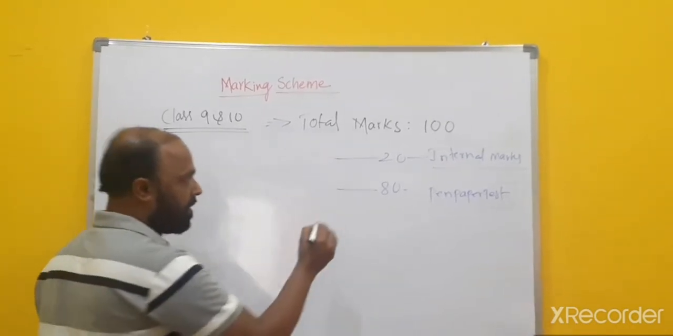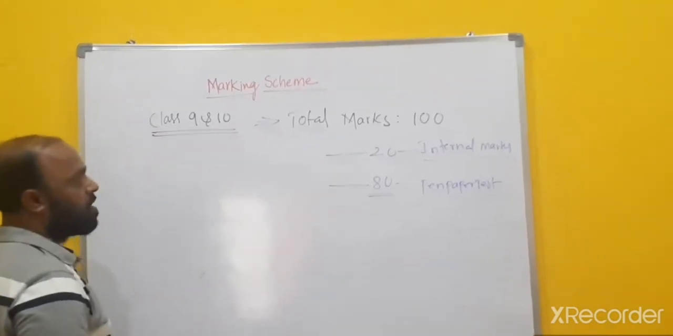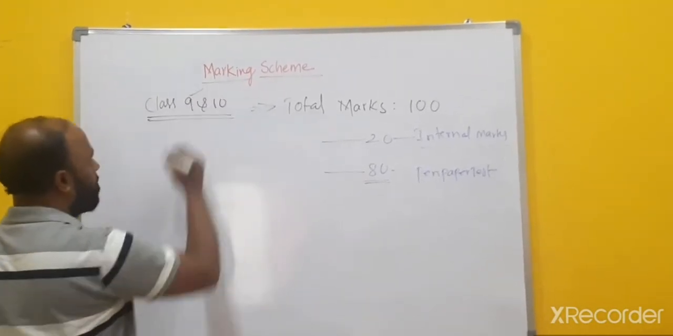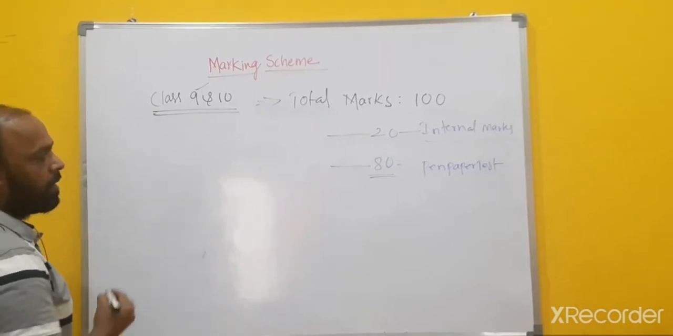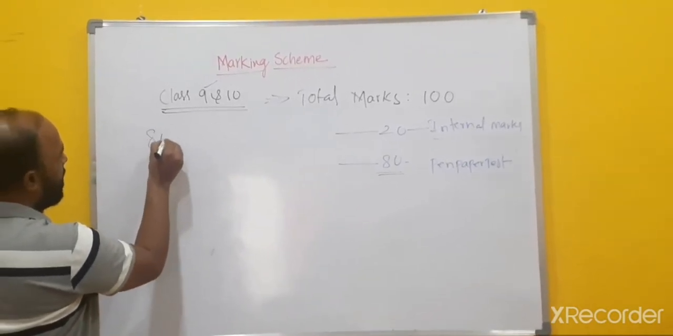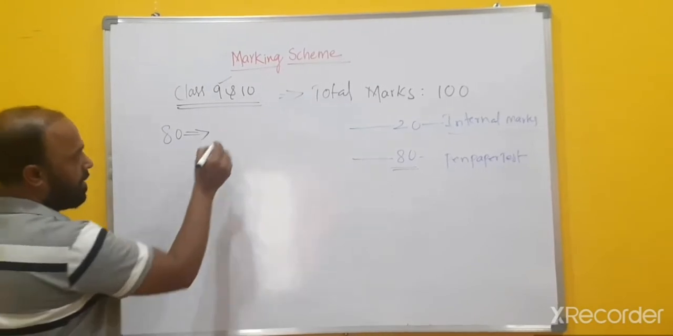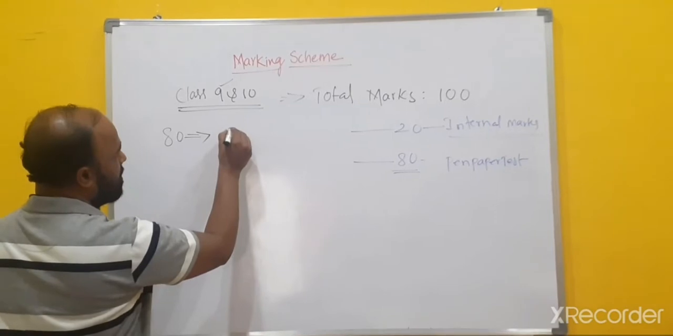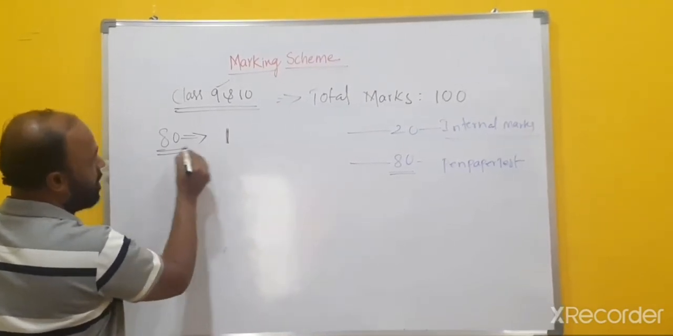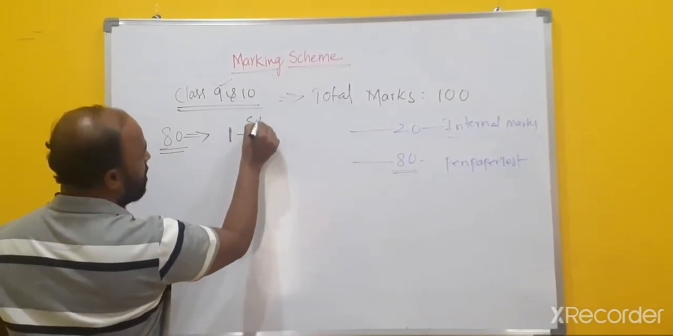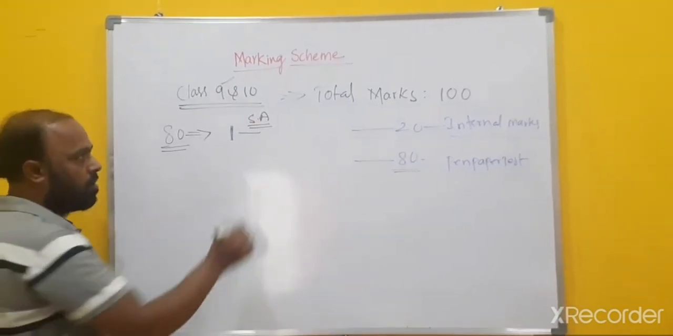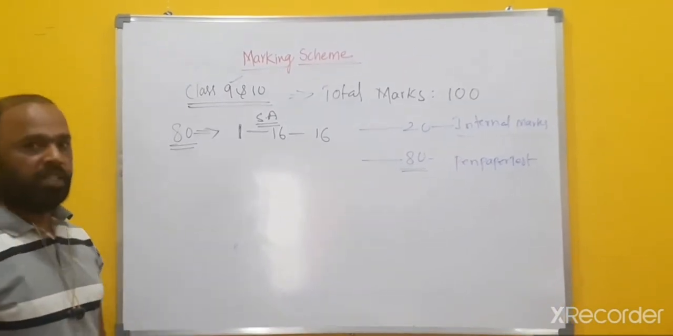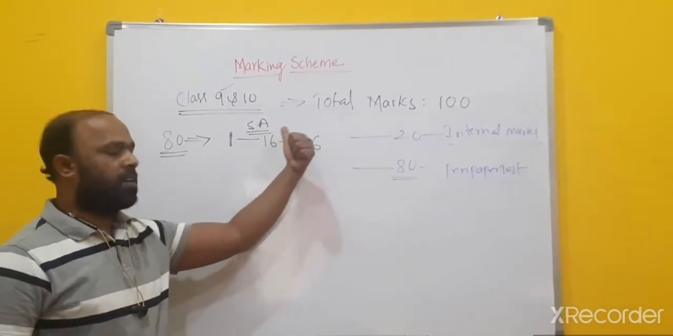I will explain how it is. This is the final exam in the month of March. Class 10 students will write it; class 9 students will write maybe in the month of February. Here the 80 marks is divided into 5 sections. The first is the short answer questions, 1 to 16. That is 16 marks. All are short answers.